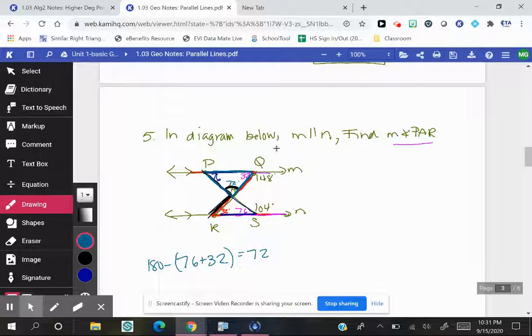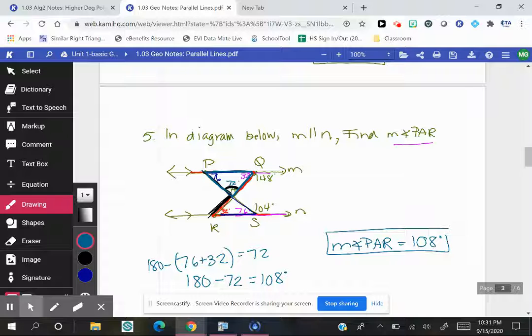And now to find the measure of angle PAR, I see that these two angles are a linear pair, so I'm just going to subtract 72 from 180, which gives me 108 degrees. So the measure of angle PAR is 108 degrees.